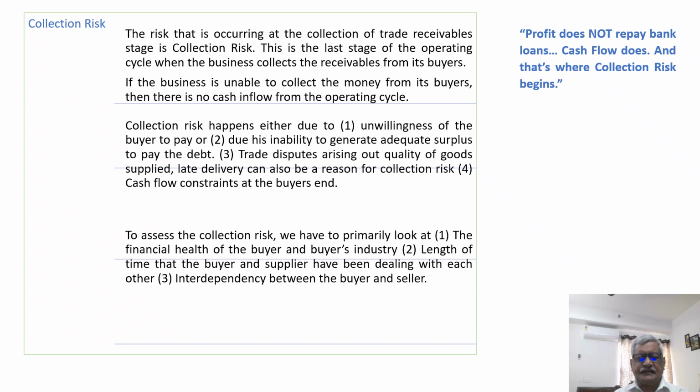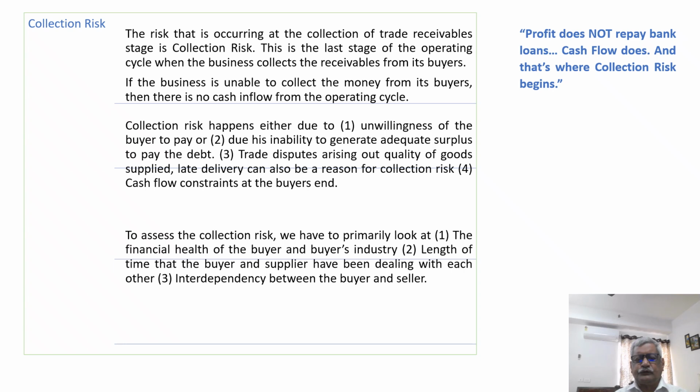Collection risk happens either due to unwillingness of the buyer to pay or due to his inability to generate adequate funds to repay the debt. Or it could also be due to trade disputes arising out of quality of goods supplied. Late delivery can also be a reason for collection risk. Or it could be cash flow constraints at the buyer's end.